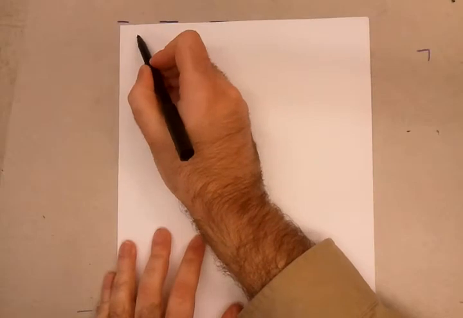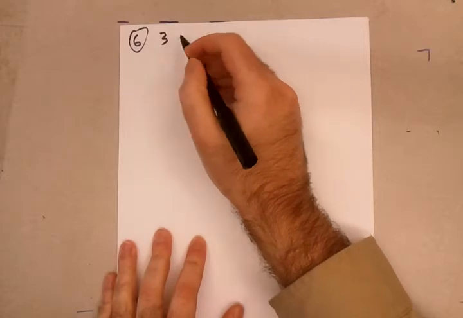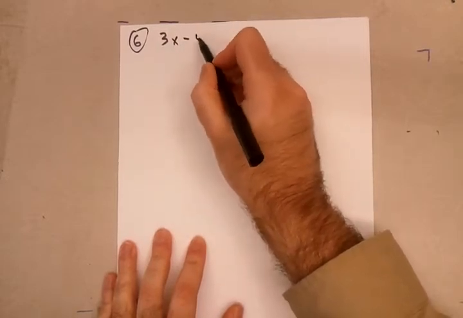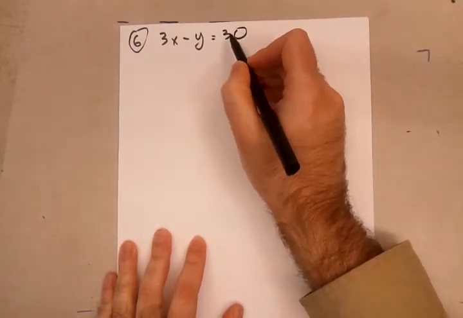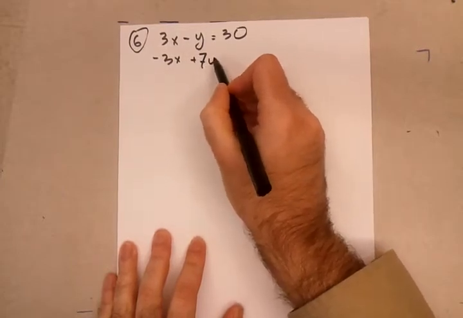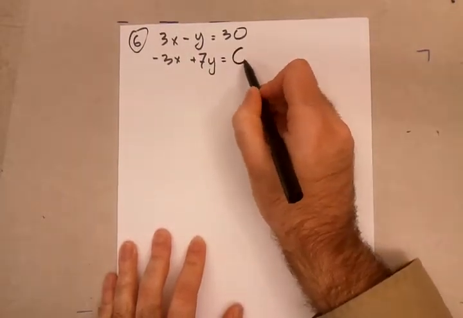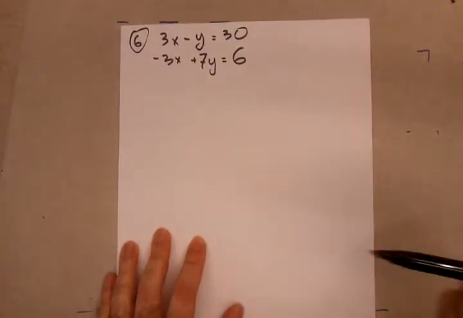So I'll start with number 6, and that's using addition. Just like any system of linear equations, you're going to be given a pair of equations. And the reason you're going to use addition here is because addition makes sense.